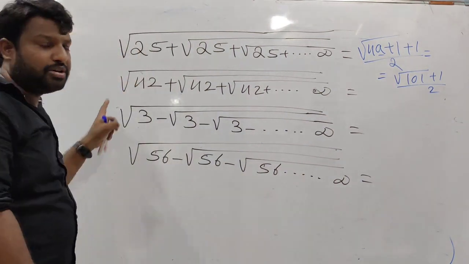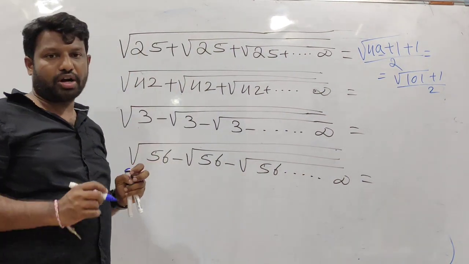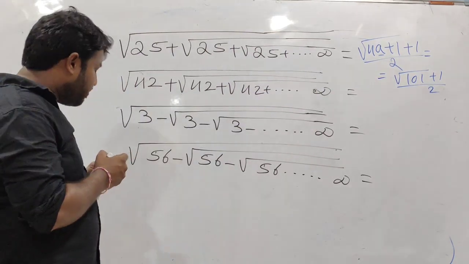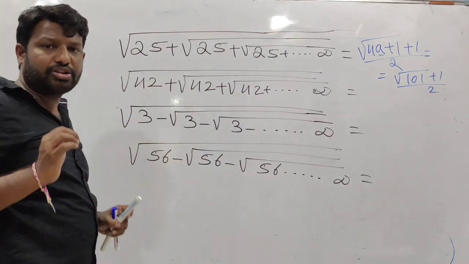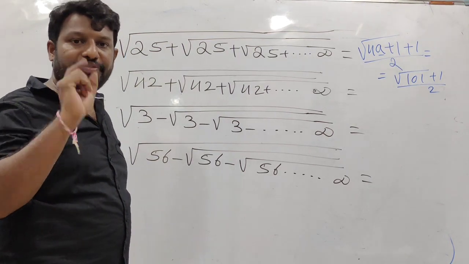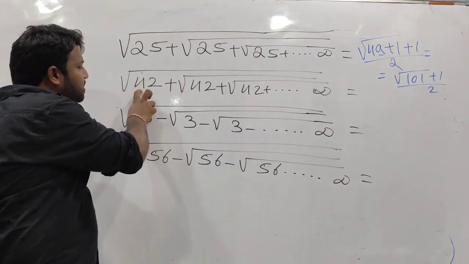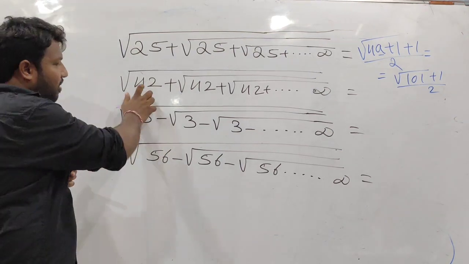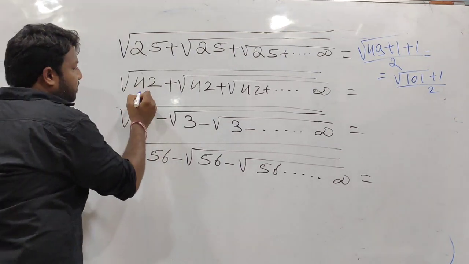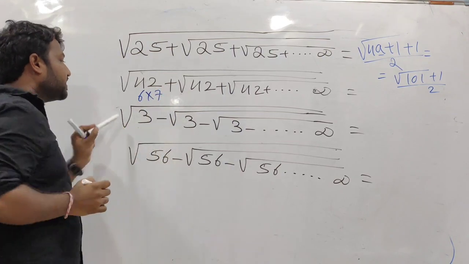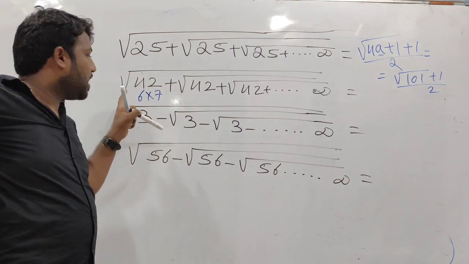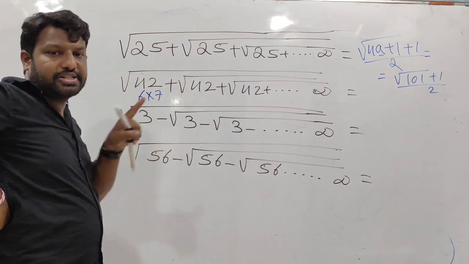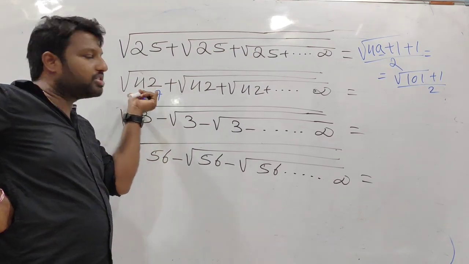Now I have taken this example: root 42 plus root 42 plus root 42 up to infinity terms. Now I look at this 42. Can I express 42 as a product of two terms whose difference is 1? I can write 42 as 6 into 7. 7 6s are 42. I am expressing 42 as a product of two terms whose difference is 1: 7 minus 6 is 1.